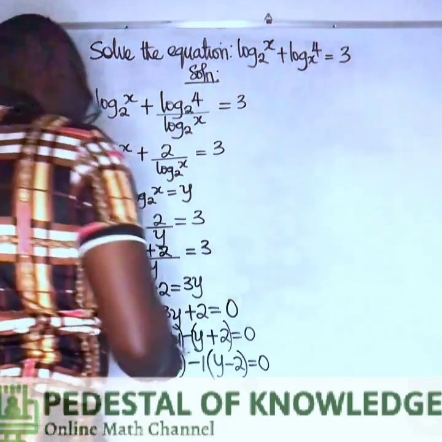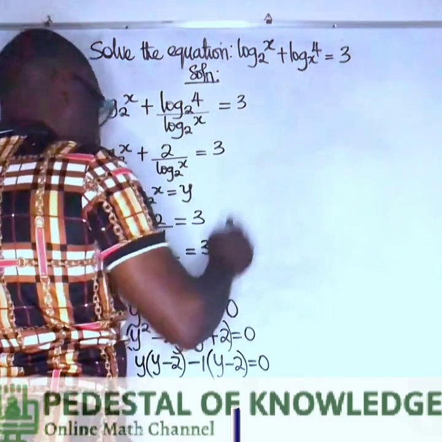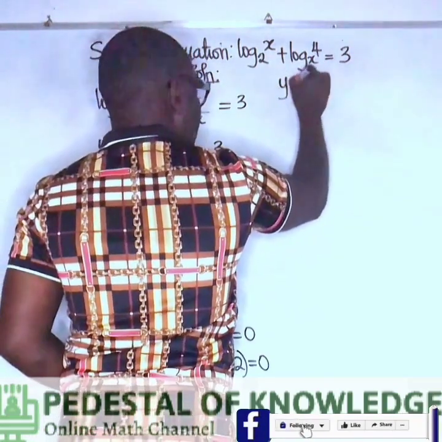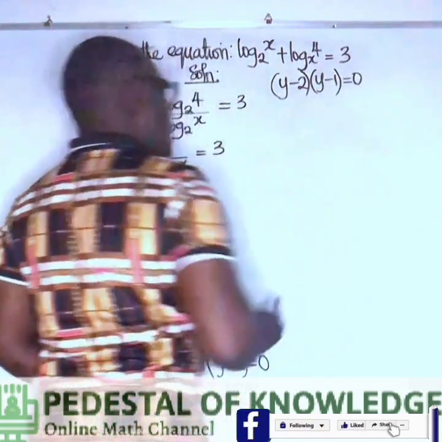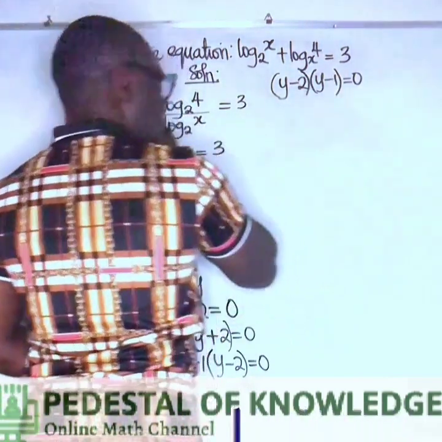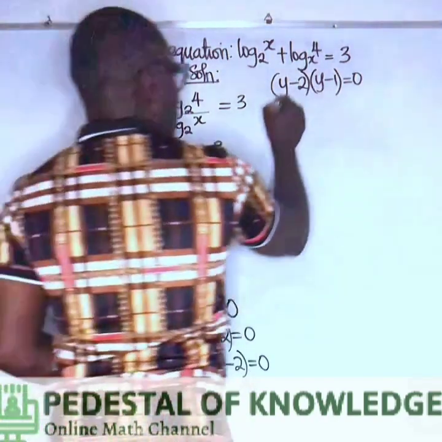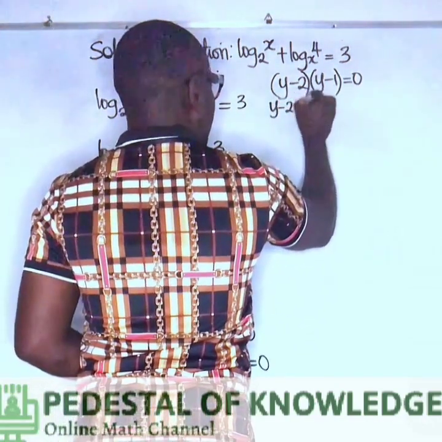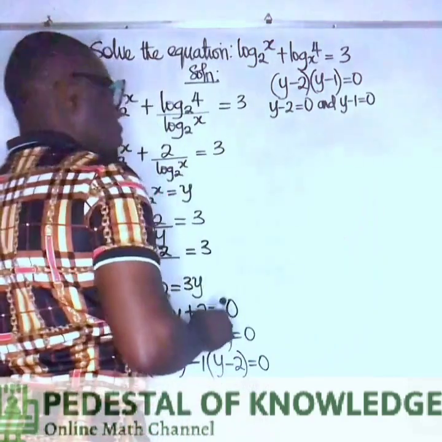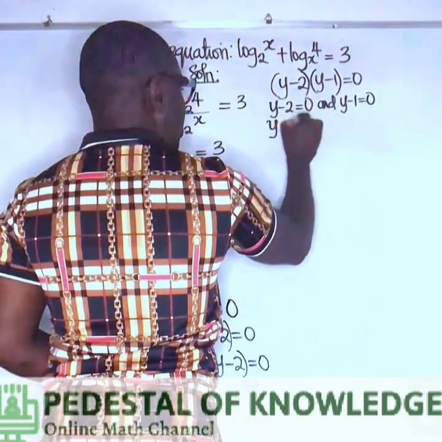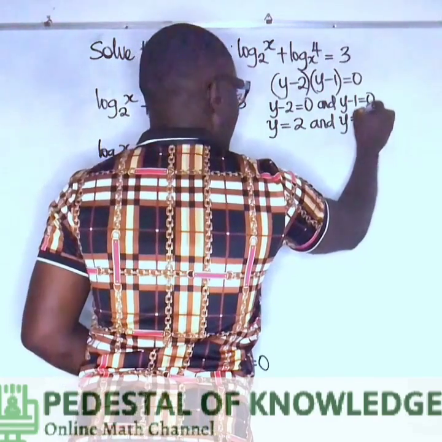So now we collect the factors outside the bracket and collect just one of the factors that are inside the bracket. So we have y minus 2 into y minus 1 is equal to 0. Alright, and you know that when the product of two numbers is equal to 0, then each of the numbers must be equal to 0. So that means that y minus 2 is equal to 0 and y minus 1 is equal to 0. So if y minus 2 is equal to 0, of course we know that y is equal to 2. And if y minus 1 is equal to 0, we know that y is equal to 1.